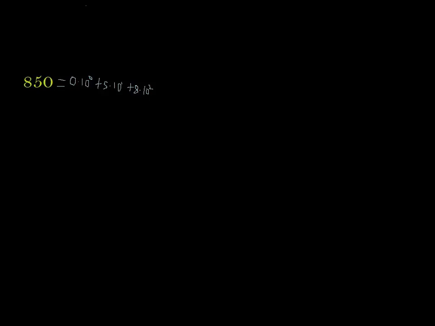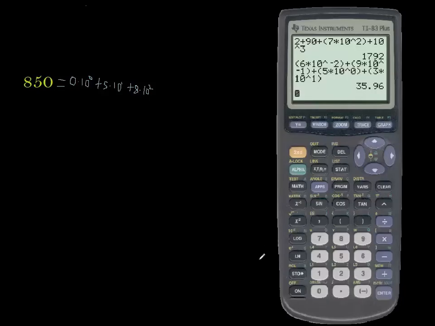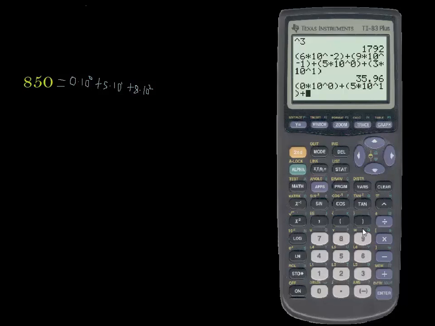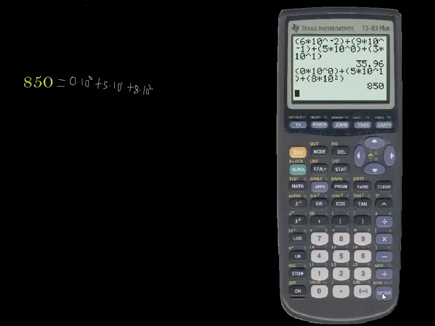So let's look at that in a calculator. 0 multiplied by 10 to the 0 power, plus 5, parentheses, 5 multiplied by 10 to the 1st power, plus 8 multiplied by 10 squared, equals 850. And that's the video on positional notation.